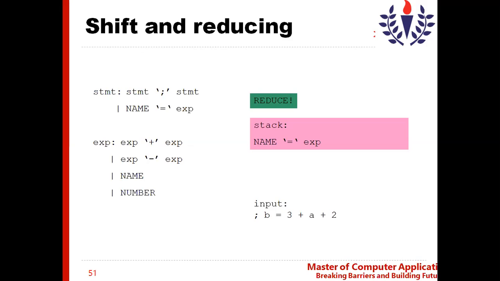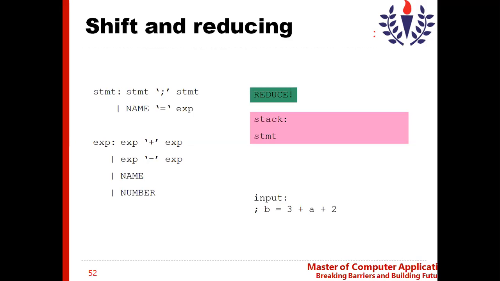Now, the next token is what? The next input is what? Semicolon. But here, if you see the stack, we have name equal to EXP. So can we match this with the first grammar? In the first grammar, we have in the right hand side, that is the RHS, name equal to EXP. Name equal to EXP. So is it matching? Yes, it is according to the grammar which is given. So what will happen? The right hand side will be reduced into the left hand side. So what happens in the stack? Yes, in the stack it became STMT. Now what is the next input? The next input is semicolon.